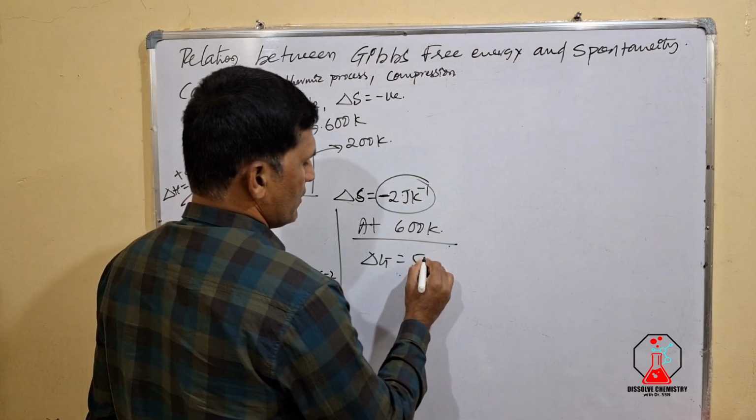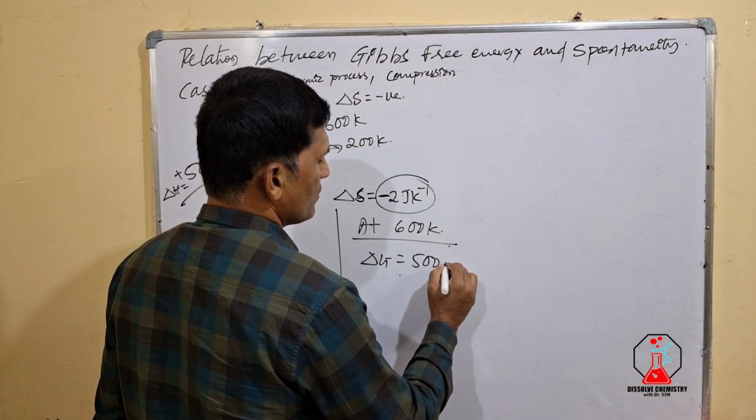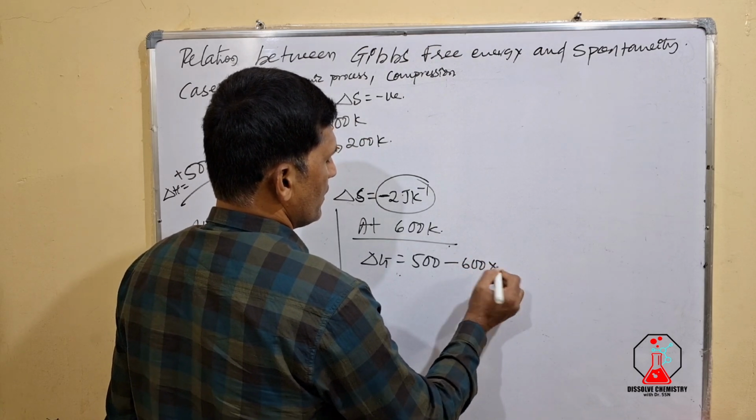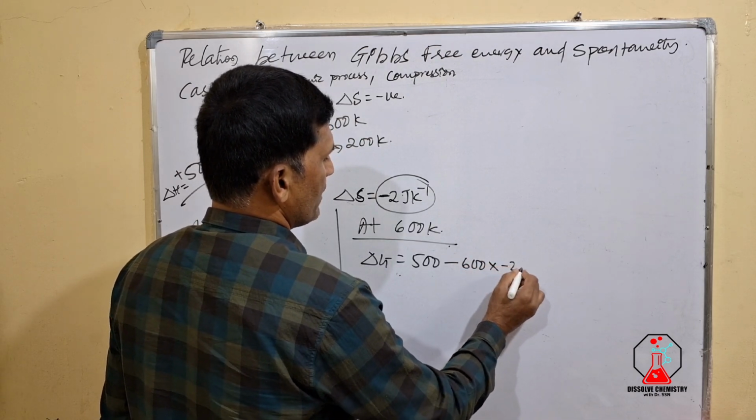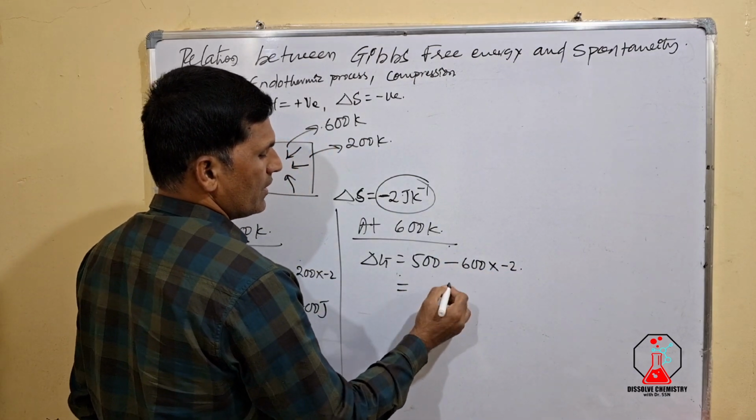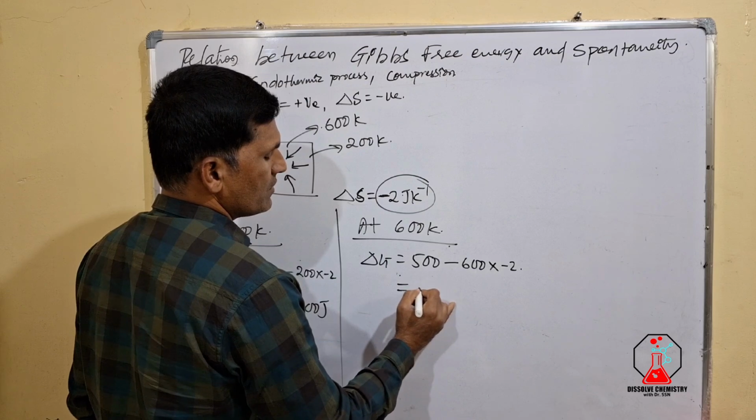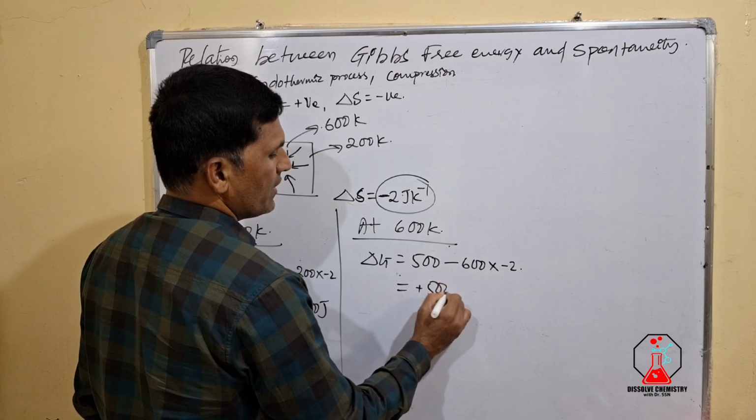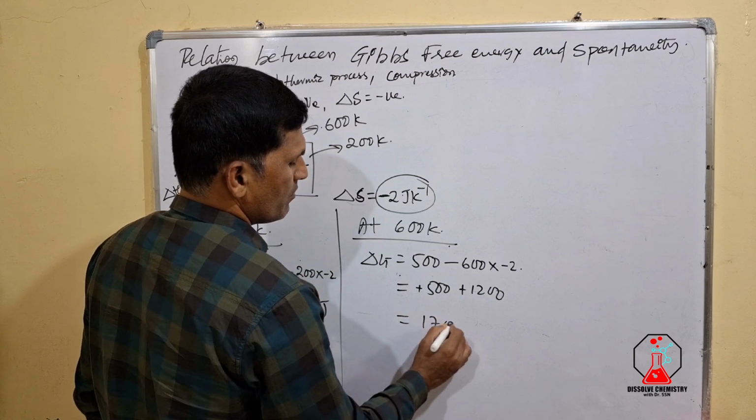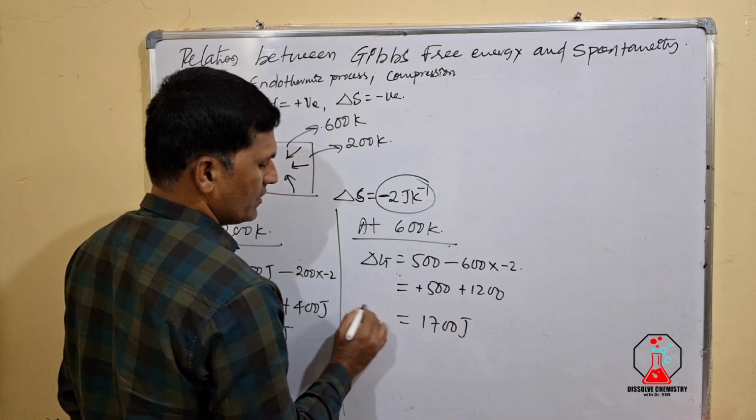Okay. So here it is 500 joules minus T, which is 600 Kelvin, into minus 2. So now it turns out to be how much? 1200. Minus into minus becomes plus. So therefore plus 500 joules plus 1200 joules. Overall it turns out to be plus 700 joules, your delta G.